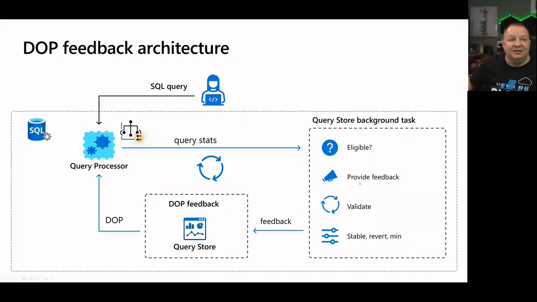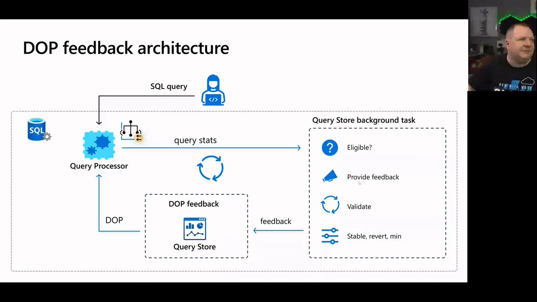Okay. So we provide the feedback. We are doing some validation, maybe adjusting the number, and then looking at whether that's a stable, revert, or minimum level, and it's happening in the background. We're constantly reviewing these query stats and the executions from the data that we received and figuring out, can we do things quicker and better with less DOP, i.e., 8 down to 6 down to 4, for that same query, but without sacrificing any performance characteristics.